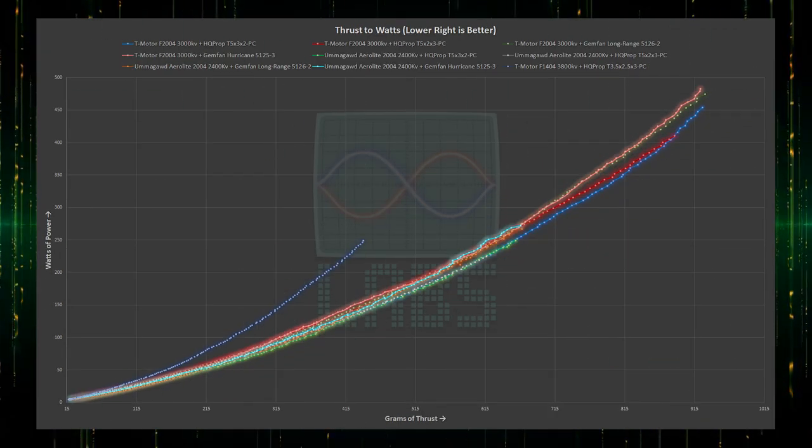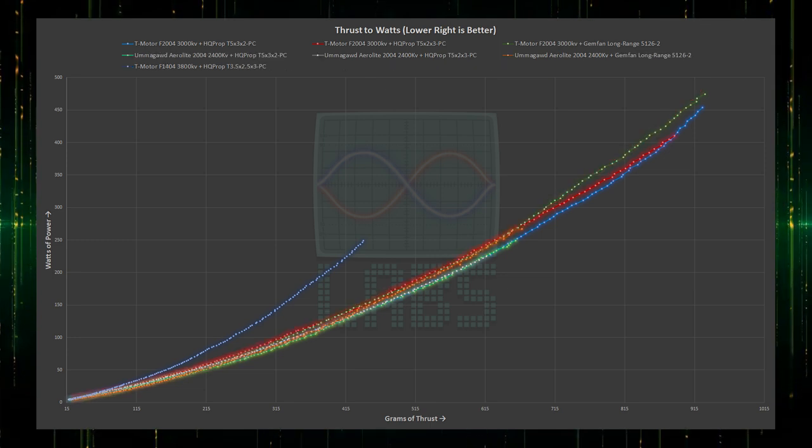Let's eliminate both the three-blade Superlites, as well as the three-blade Hurricane. Ignoring efficiency, looking at this graph, you might think that the higher KV T-motor is a winner because it has more thrust, but it also requires more power.